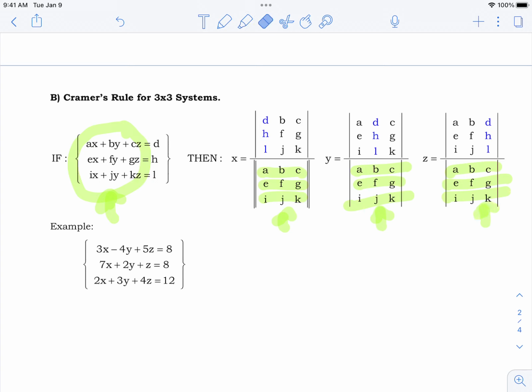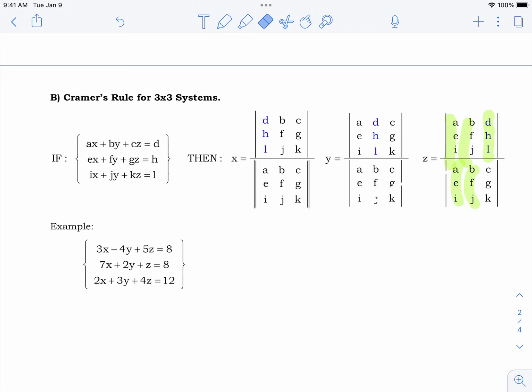How do you determine it? How do you evaluate a 3x3? We'll get to that. But then the other thing that's the same is, you see the d, h, l. If I'm solving for x, I put the d, h, l in the x column. If I'm solving for y, I put the d, h, l in the y column. And if I'm solving for z, I put the d, h, l in the z column. What goes here? B, f, j. B, f, j is here. C, g, k, yep. A, e, i, yep. So you see, it's exactly the same kind of dance steps to put together the solution.